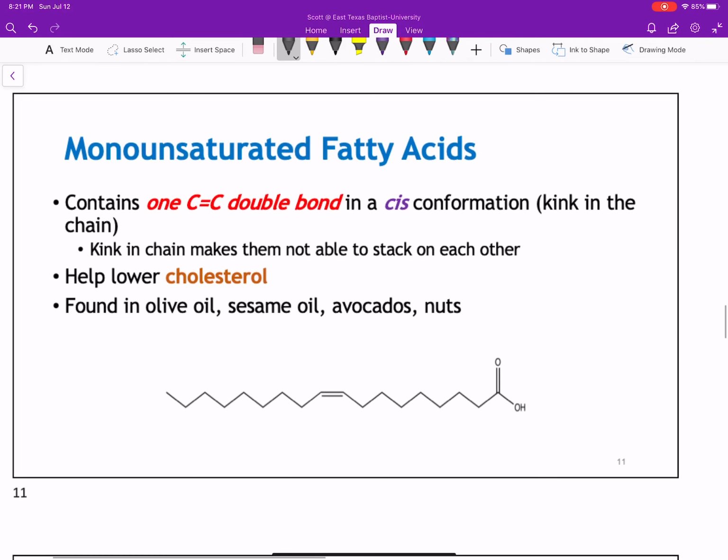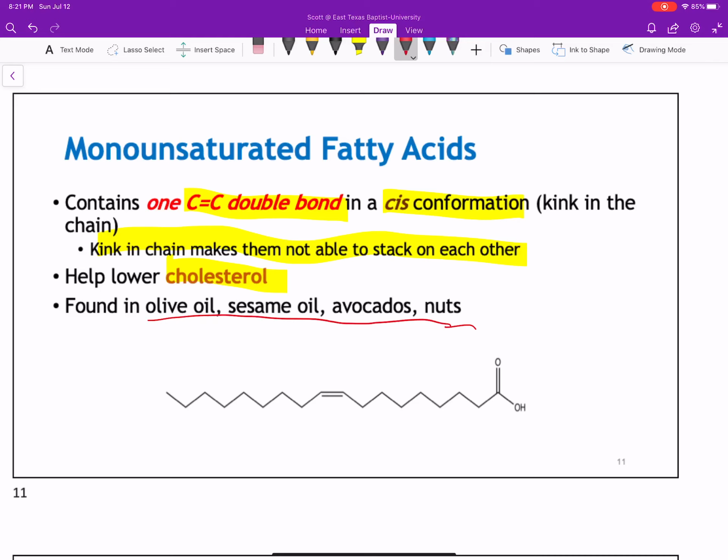But in contrast, here's your monounsaturated, and what they have is at least one CC double bond, and it's in the cis conformation. Okay, now, monounsaturated fatty acids are pretty good for you, actually. They help to lower cholesterol. The kink in the chain makes them not able to stack on top of each other, so it's not as risky to eat this stuff because you're not prone to heart attack due to stacking, okay? And so these are the type of foods you do want to eat because they do contain monounsaturated fatty acids. Olive oil, sesame oil, avocados, and nuts.